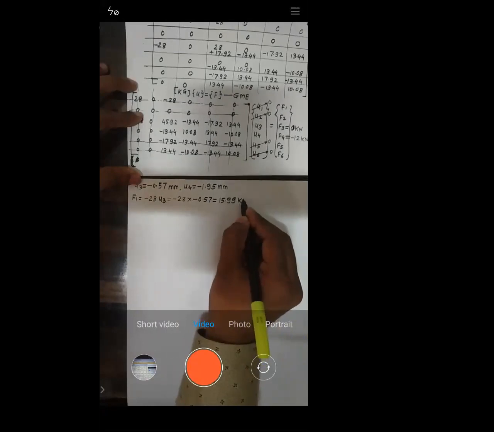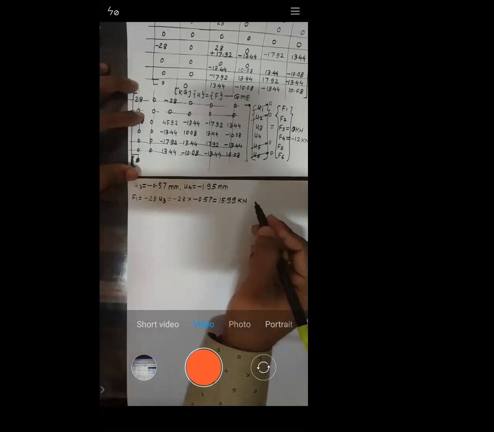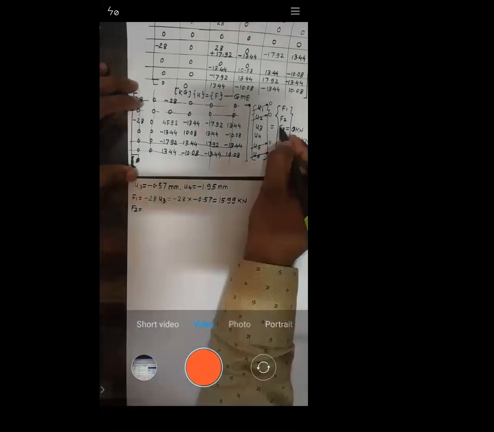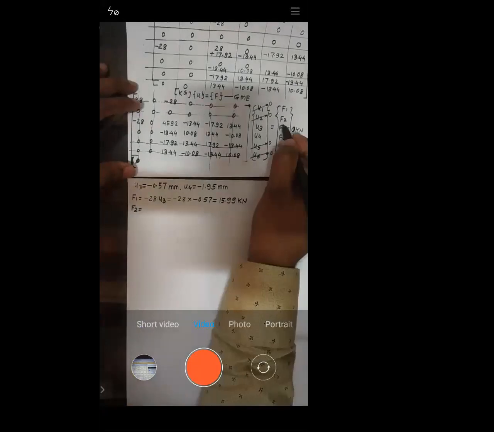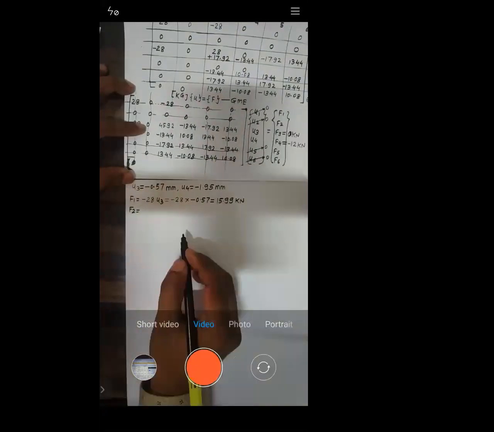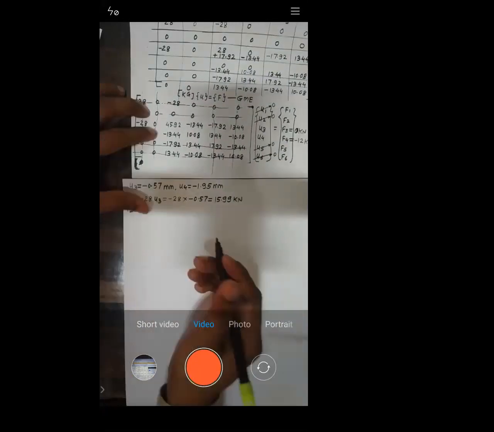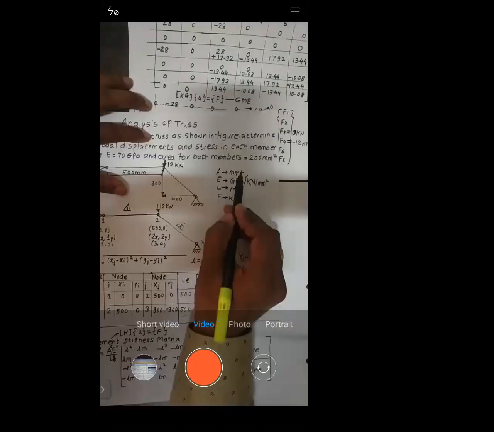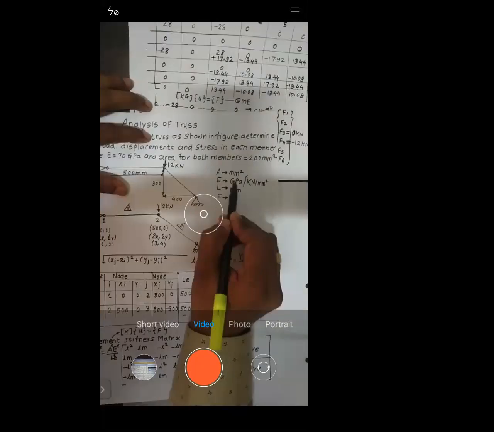Now we should calculate F2. A student asks: in kilonewton, will we write 12 directly, or write 12 into 10 to the power minus 3 and convert to newton? See, at the starting of the problem I told you that if your area is in mm square, E is in gigapascal, length is in mm, and force is in kilonewton, there is no unit conversion required. Okay, sir.